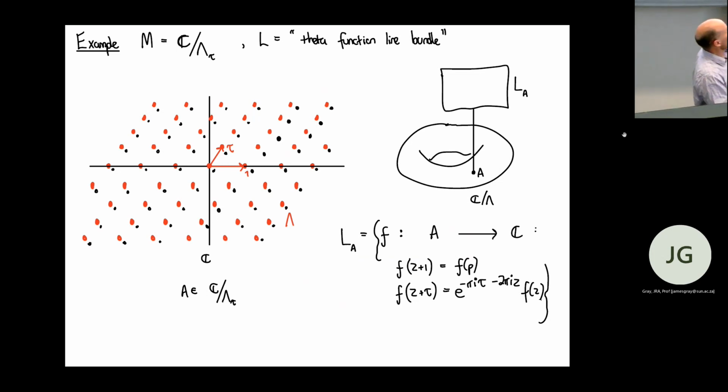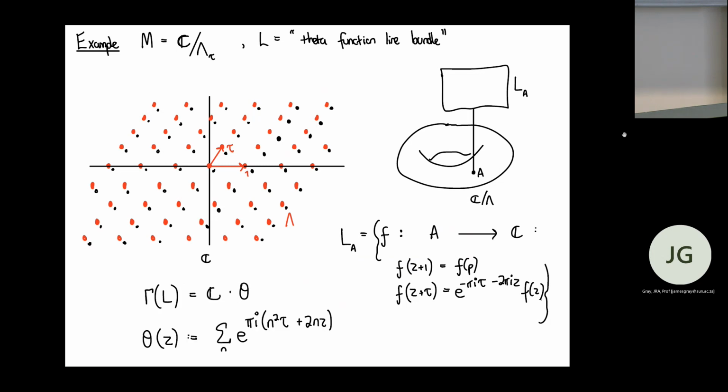Okay, and it's clear that such a function would be determined by its value on just one of those black points, and then it would be uniquely extended everywhere. So that's why it's a one-dimensional complex vector space. And so that gives us a line bundle over the quotient of C by this lattice. And the holomorphic sections of this line bundle is a one-dimensional vector space spanned by Riemann's theta function.